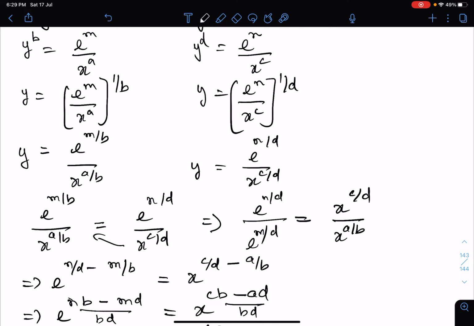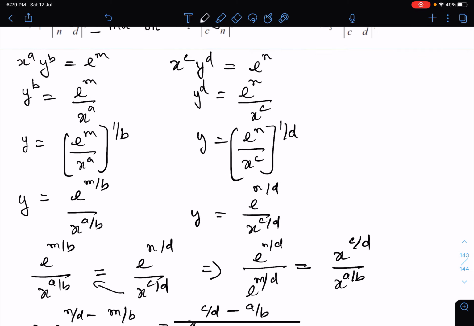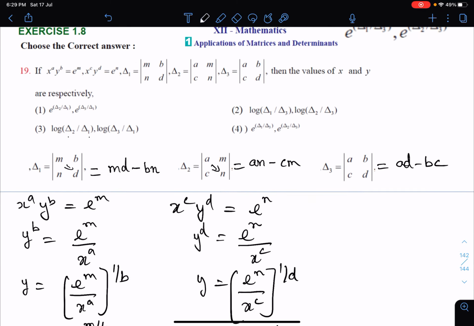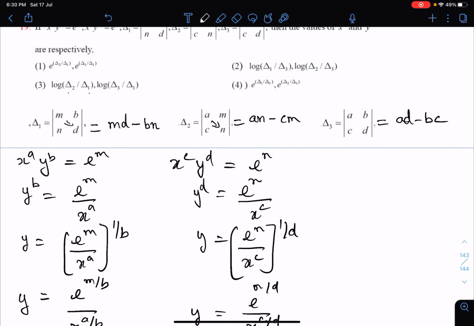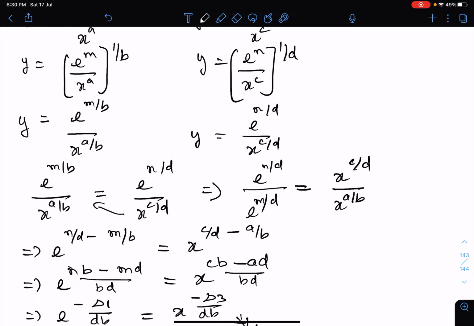Okay, here I have highlighted the answer here. Yes, see, e power del 1 by del 3, and here also we have got e power del 1 by del 3. This is for x. Then in a similar pattern you are going to find out for y, and you are going to see whether you are getting e power del 2 by del 3. Then only you can put the answer.